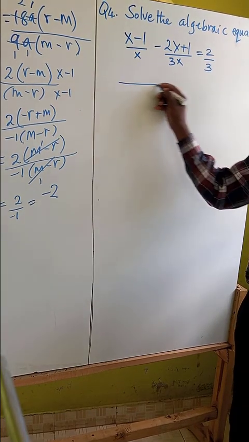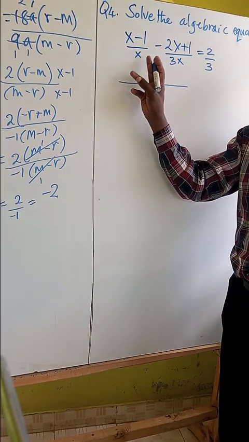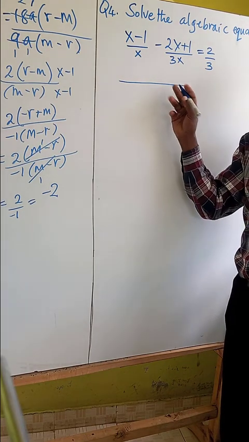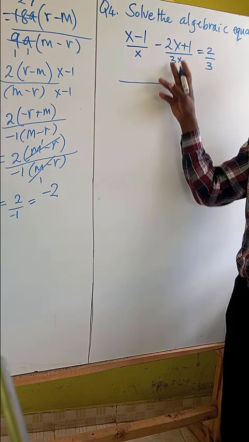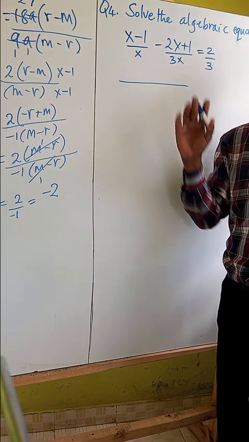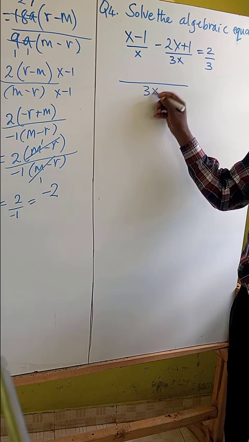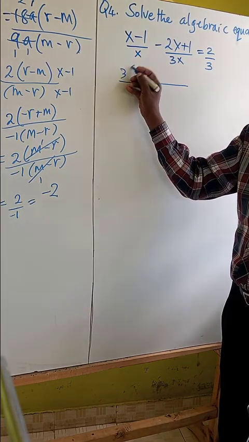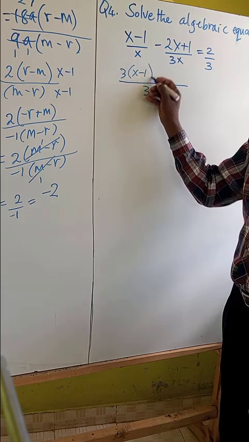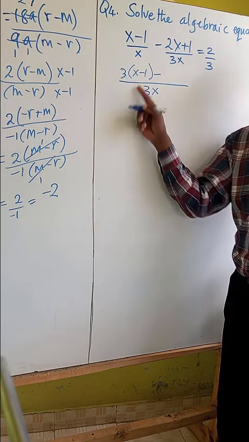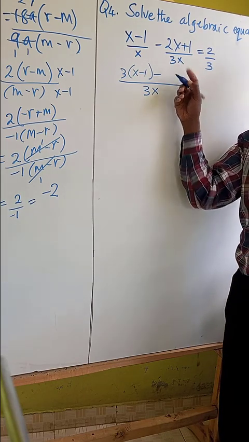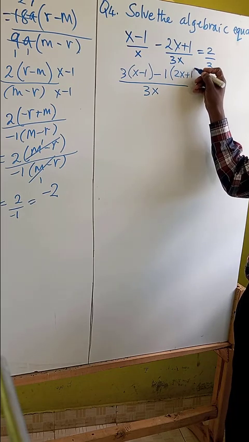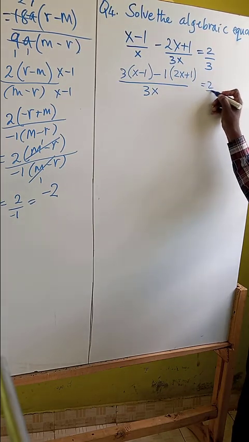And that is the time we say, what is the LCM of x and 3x? What can divide x and what can divide 3x, and you are left with a whole number? And that factor is 3x. When 3x divides x, we are left with a 3 into x minus 1. Subtract. When 3x divides 3x, we are left with a 1 into 2x plus 1. And that is what we are equating to 2 over 3.